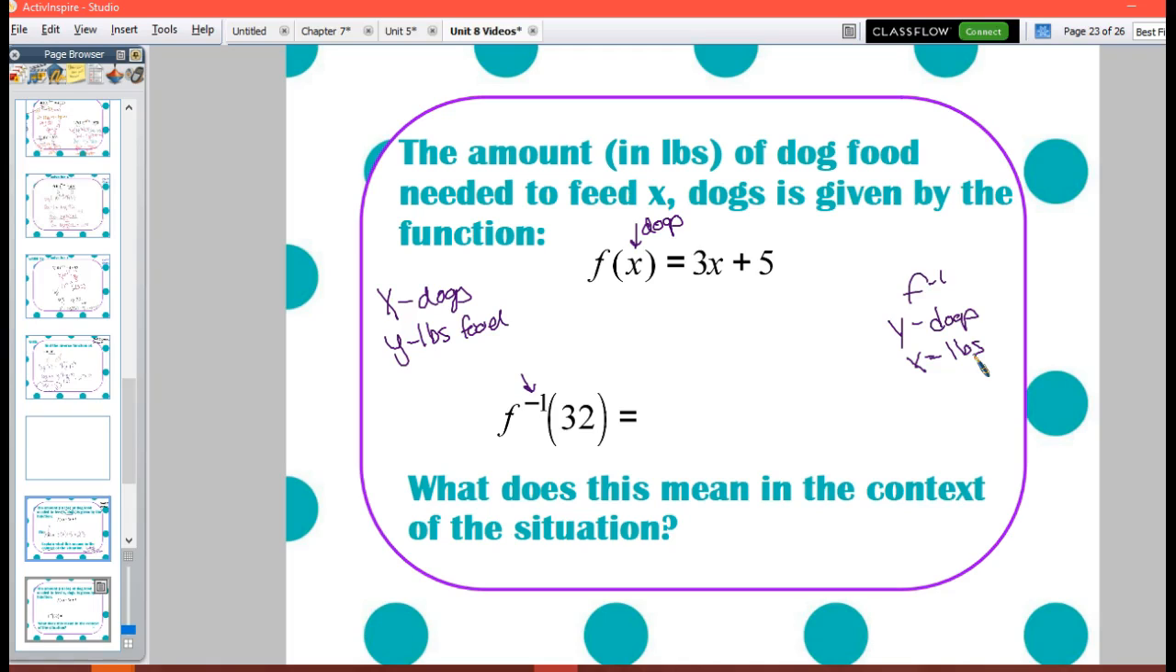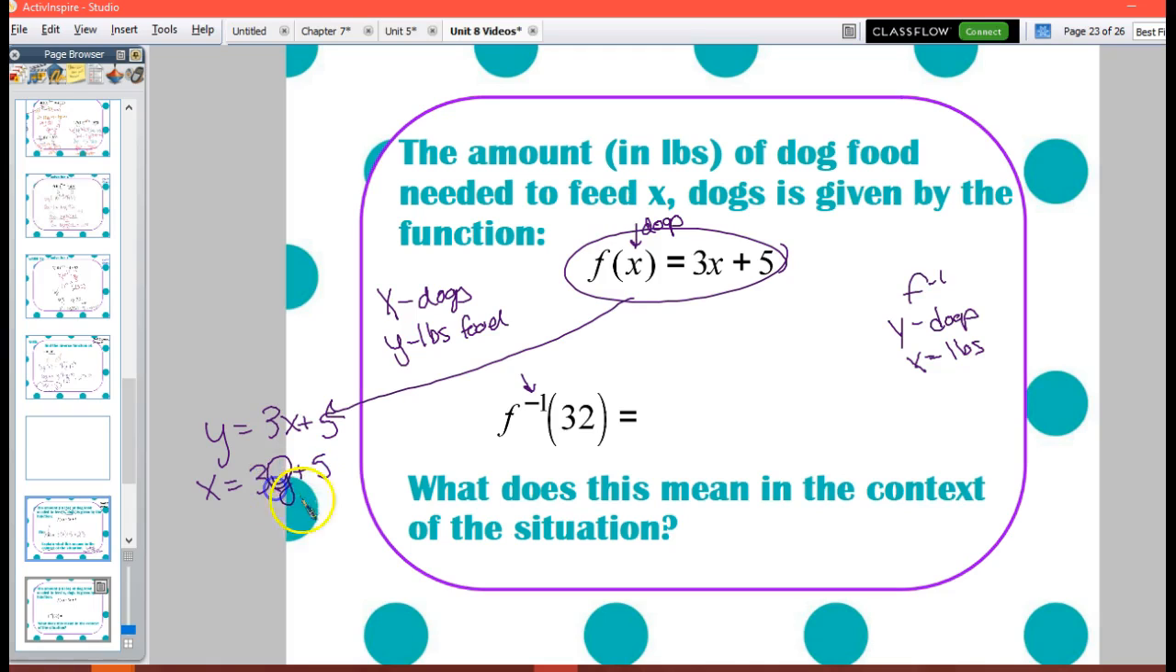Well, if you actually want to find the inverse function of this, we could do that over here. We've done that before. Y equals 3x plus 5. I would switch my x's and my y's. And to get y alone now, I would subtract 5 from both sides and get x minus 5 equals 3y. And then divide by 3 on both sides. So my inverse equation, if I wanted one, would be here. That would be my inverse function.